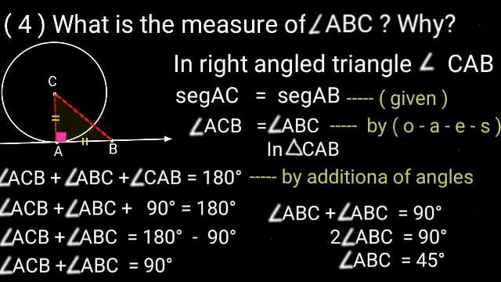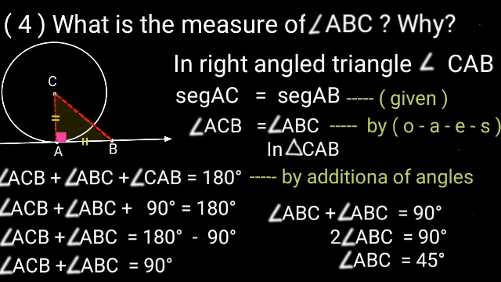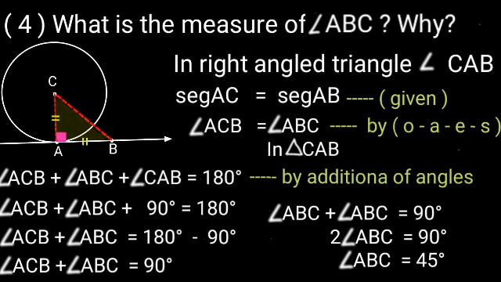But both angles are equal, hence instead of angle ACB we write angle ABC plus angle ABC is equal to 90 degrees. Twice angle ABC is equal to 90 degrees. Hence, angle ABC is equal to 45 degrees.